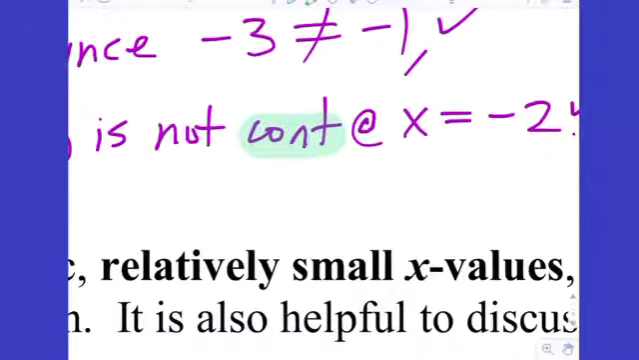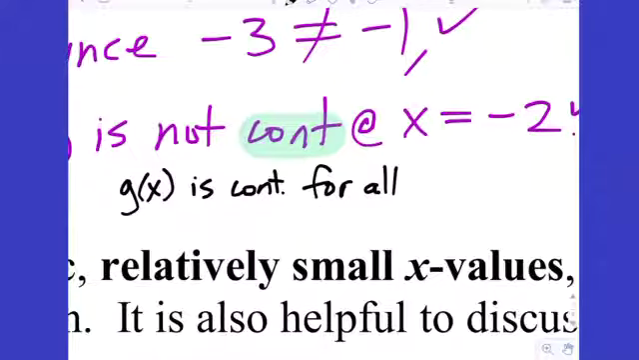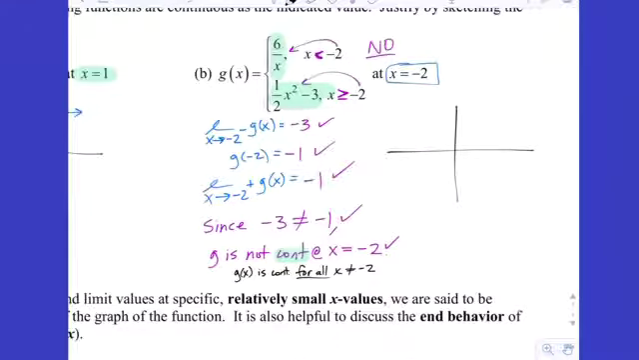So we can actually say this if we want. We can say more than just at -2. We could say that g of x is continuous for all x not equal to -2. If -2 was the only place that was in question because it was the transition point, 0 didn't matter because it was not graphed on that interval, and the quadratic is continuous. This graph is continuous everywhere else.